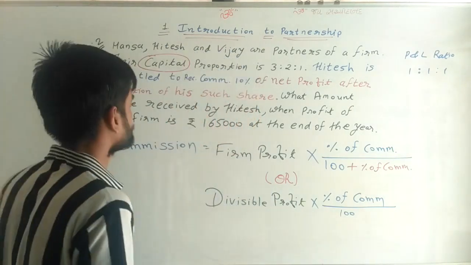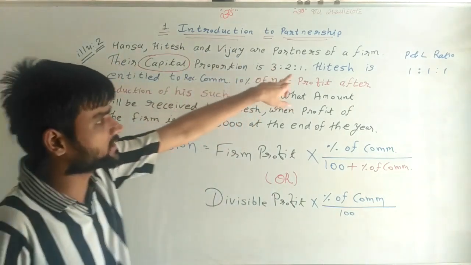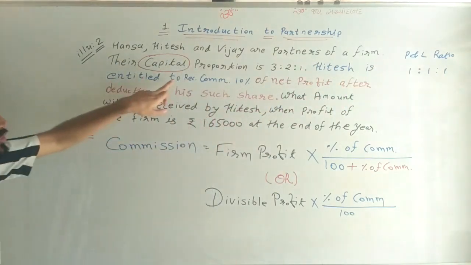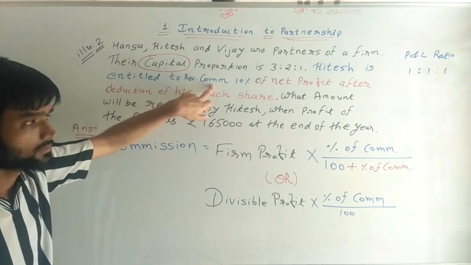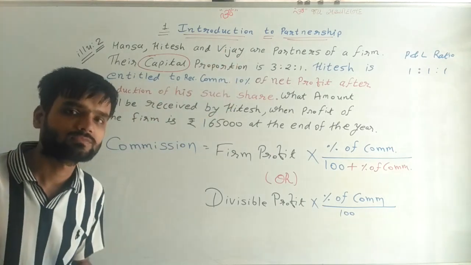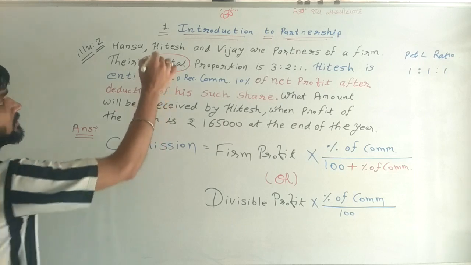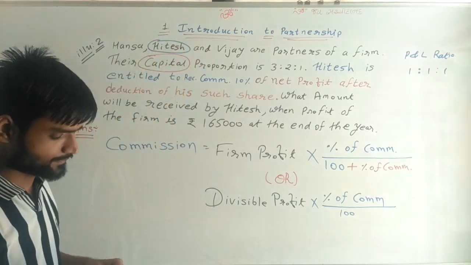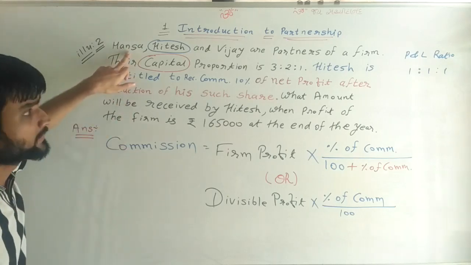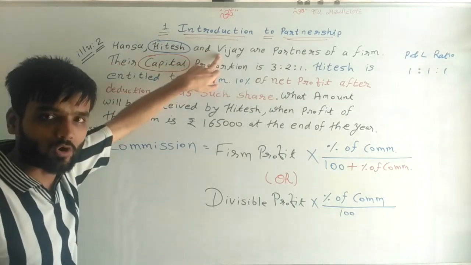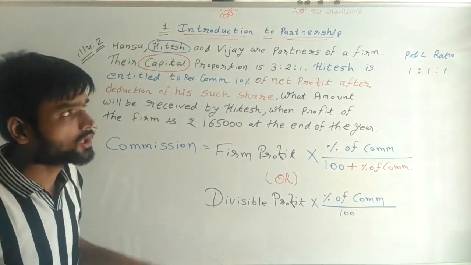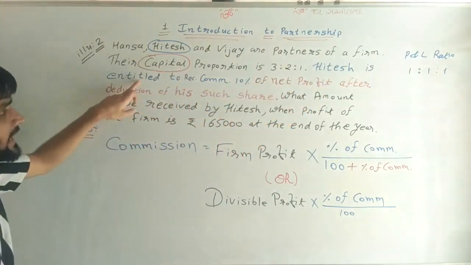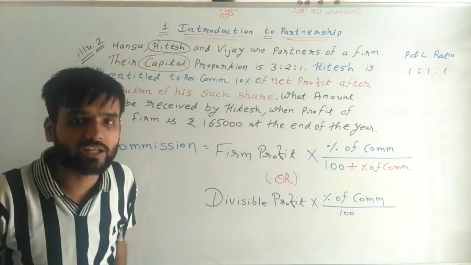Now we are going ahead. Their capital proportion is 3:1. Now Hitesh is entitled to receive commission of 10%. So here information is given about partner Hitesh. For Hansa and Vijay there is no information. Only information about Hitesh is given: Hitesh is entitled to receive commission of 10%.